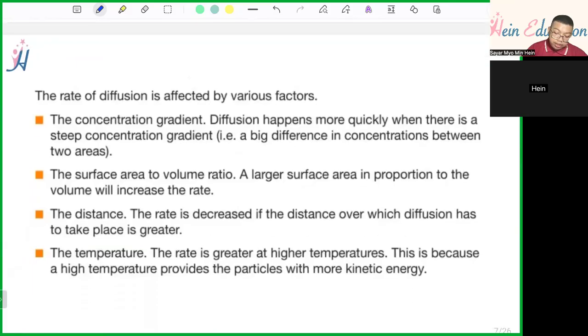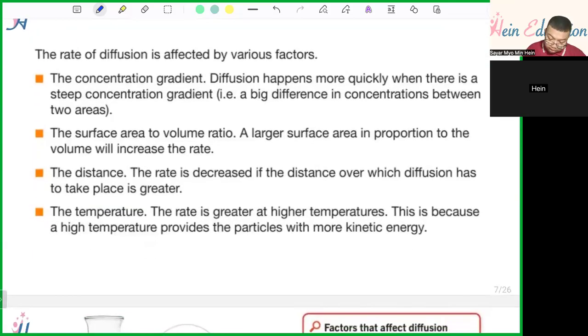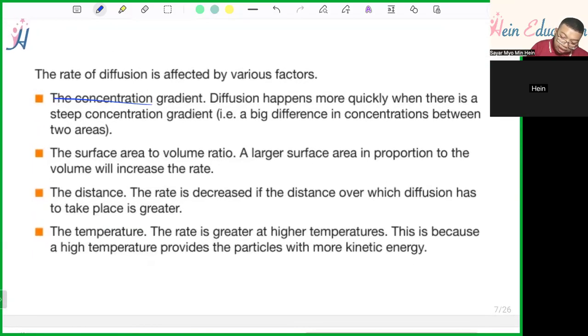For the concentration gradient, diffusion happens more quickly when there is a steep concentration gradient. Meaning that, with the example of coffee or perfume, we can see that when there is a big difference in concentration, the rate of diffusion is faster and happens more quickly than when there is a concentration gradient that is similar.